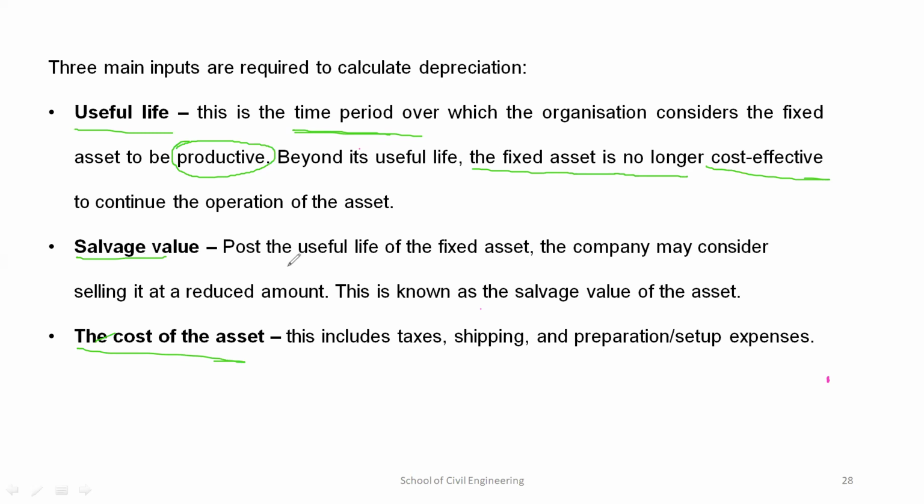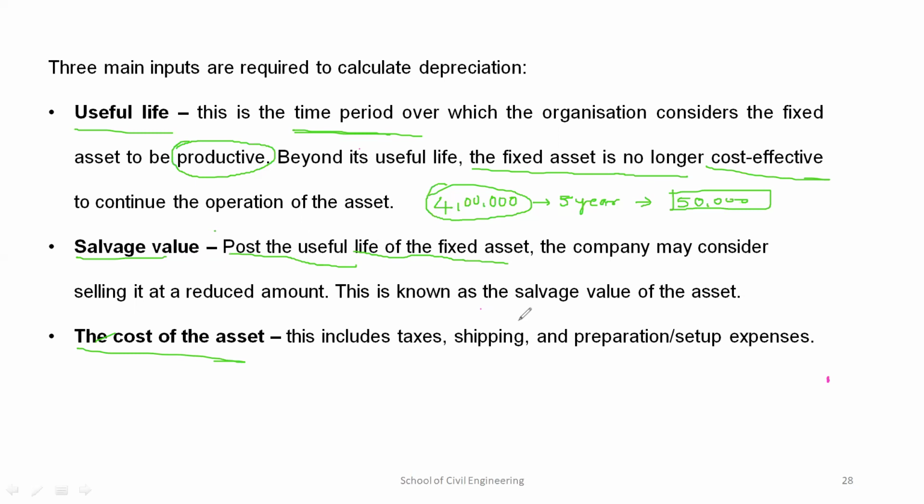Salvage value means the value of the equipment after its useful life. Say you purchase an equipment worth 4 lakh rupees. Its useful life is 5 years, meaning it gives income for up to 5 years. After 5 years it is not cost effective, so you are going to sell this equipment. Consider you sell it for 50,000 rupees. Whatever value you sell the equipment for after its useful life, that is the salvage value. Post useful life of a fixed asset, the company may consider selling it at a reduced amount. This is known as the salvage value of the asset.